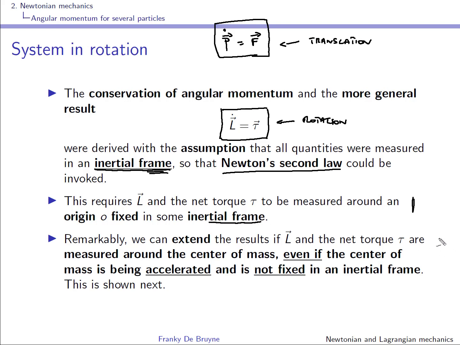Okay, and the remarkable thing that we'll see next is that we can extend this result here even if the L, the total angular momentum, I should say, and the net torque are measured around the center of mass. It has to be the center of mass then, even if the center of mass is being accelerated and is not fixed in an inertial frame.